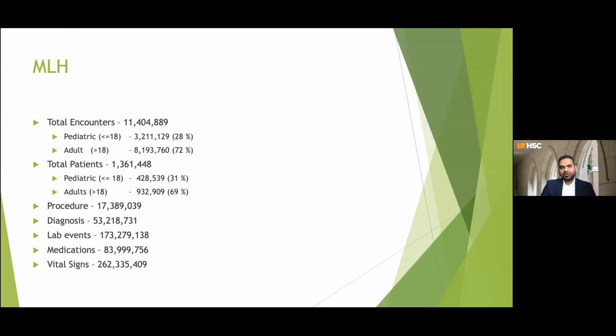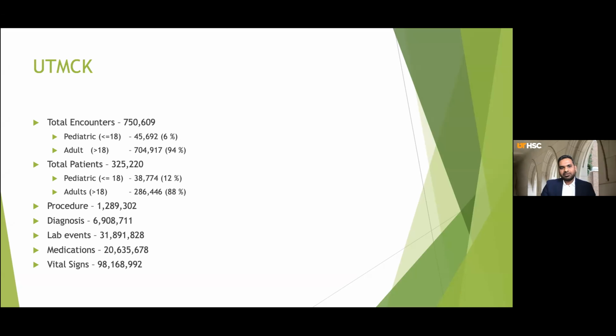For these 11.4 million encounters, we have 17.3 million procedures, 53 million diagnoses, over 173 million lab events, and over 83 million meds. Similarly, from UT Medical Center, Knoxville, we have 750,000 encounters from 325,000 patients, and 31 million lab events for these patients, as well as 98 million vital signs and over 20 million meds. The meds are both ordered as well as administered.